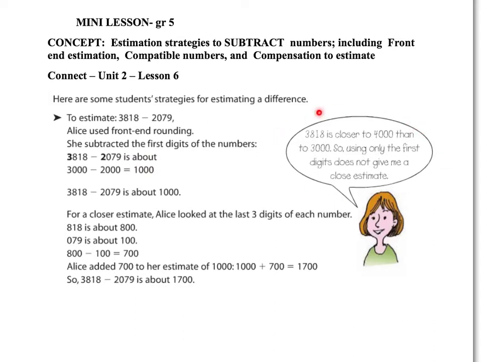Now remember, this is going to be an underestimate because really, if we look at 3,818, it is much closer to 4,000 than to 3,000. So this is definitely an underestimate by quite a bit. For a closer estimate, Alice looked at the last three digits of each number and decided, well, 818 is close to 800, 79 is close to about 100, 800 minus 100 is 700. So then she added 700 to her estimate of 1,000 and now made it 1,700 as an estimate, which would be much closer.